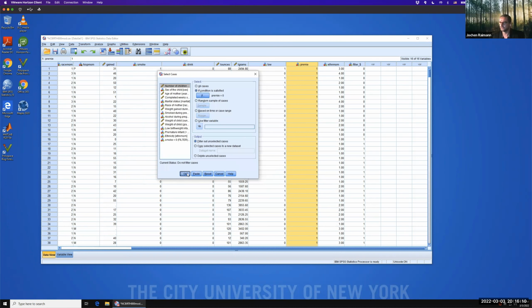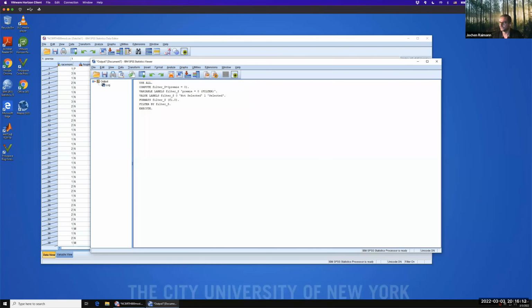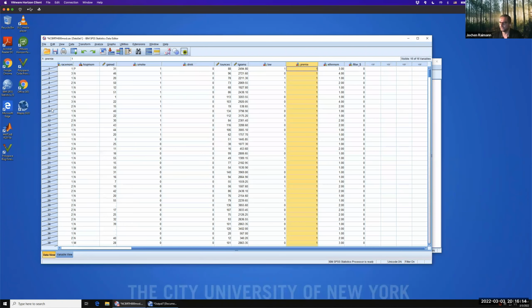Meaning, and now on equal, it will scratch out all which were premature. So 1 fulfills the criterion as being premature. As such, it will exclude those that are premature. So now you have an analysis. Now you have the capabilities to analyze only those that are not premature.